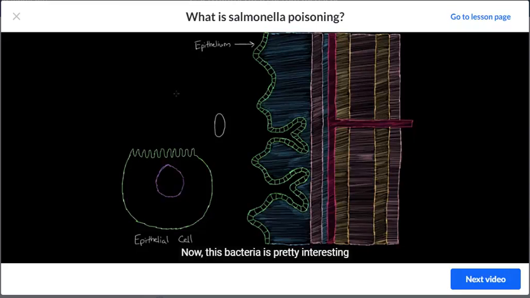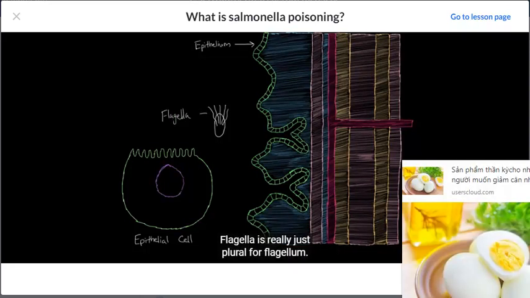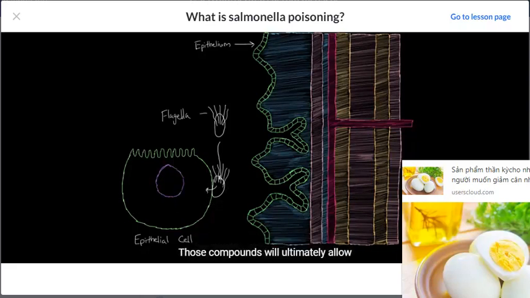Now this bacteria is pretty interesting because it actually has a whole bunch of different structures that look like tails. These tails are known as flagella. Flagella is really just plural for flagellum. These bacteria will use this flagella to move near the epithelial cell. At this point, it then physically attaches to the epithelial cell and then injects a whole bunch of compounds into that cell. Those compounds will ultimately allow for the internalization of that bacteria. So in other words, that bacteria will then be able to make this epithelial cell its new home.